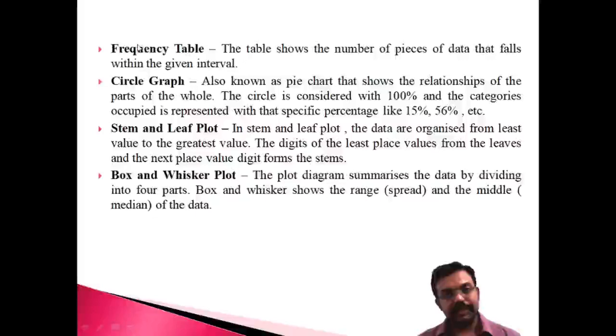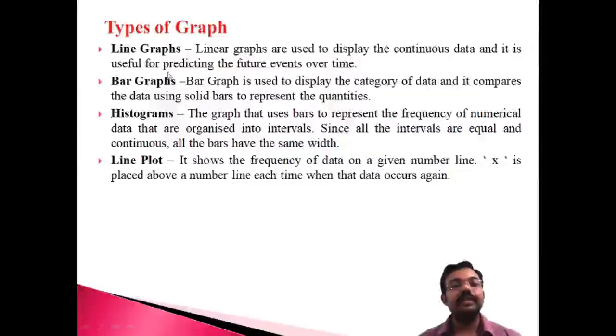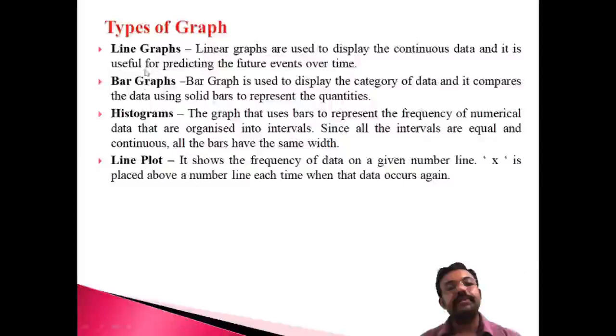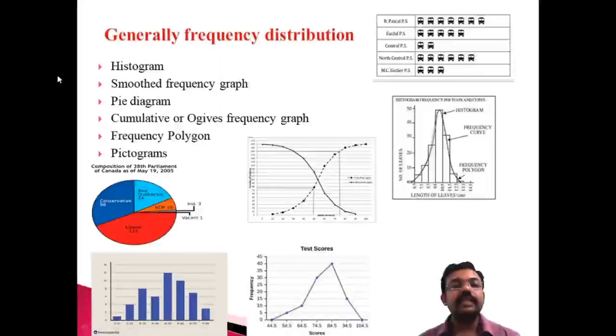And these are the other categories of graphs: the frequency table, the circle graph, the stem and leaf plot, and the box and whisker plot. This is another category of graph, and these generally use the frequency distribution. That means the histogram, the smooth frequency graph, the pie diagram, the cumulative ogives, the frequency polygon, and the pictograms.